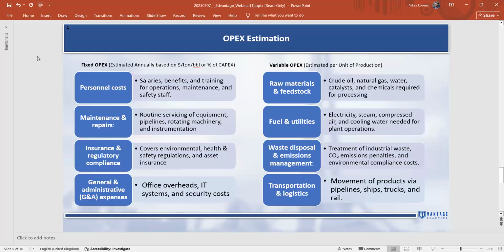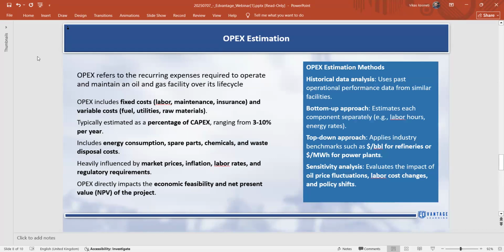Now, OPEX. CAPEX is where you spend a lot of money, but OPEX is a big chunk of money which will be taken away from your revenue. Once you start your production, you'll start generating revenue, and the major cost against your revenue will mostly be the OPEX.